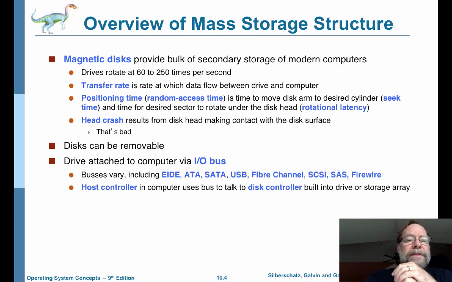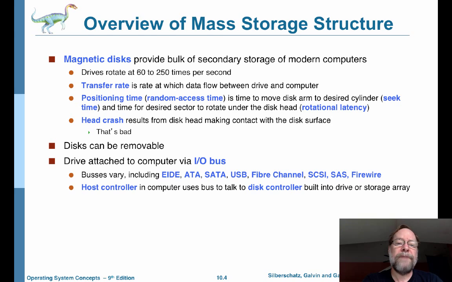Okay, so we'll start with an overview of how hard drives work. Magnetic disks still to this day provide the mainstay for secondary storage in machines. We know that solid state hard drives are coming along, but still magnetic disks provide by far the largest amount of secondary storage. The standard drive rotates about 60 to 250 times per second.